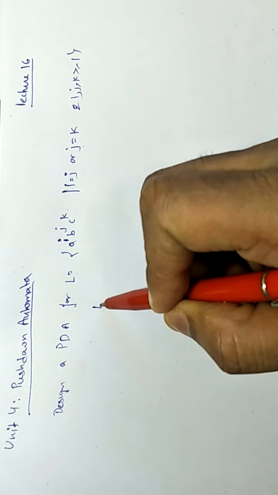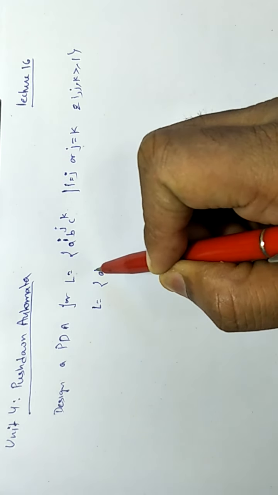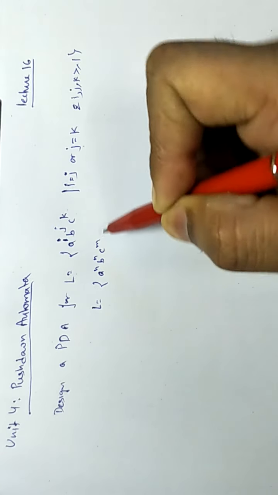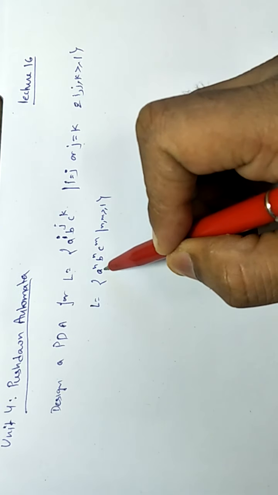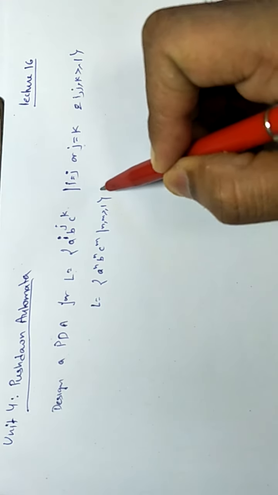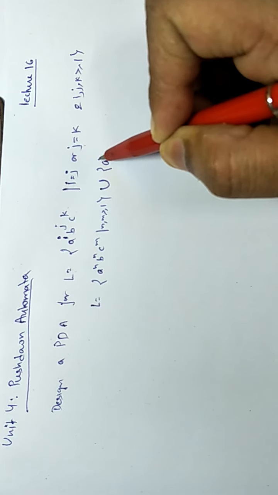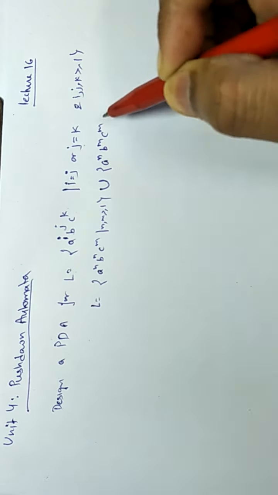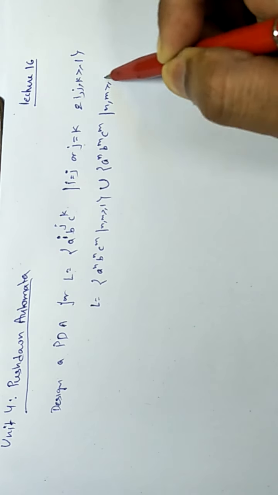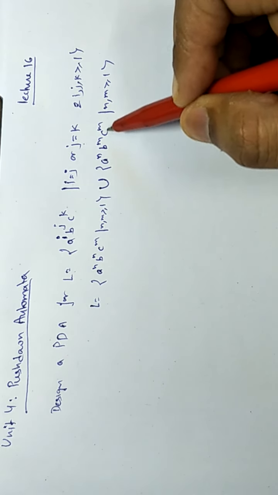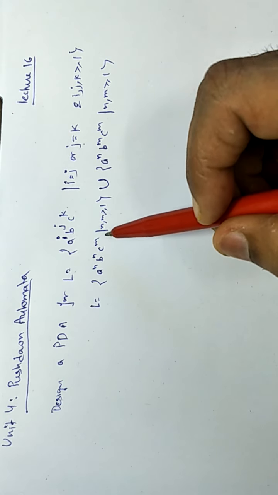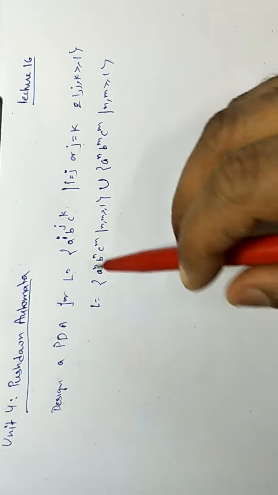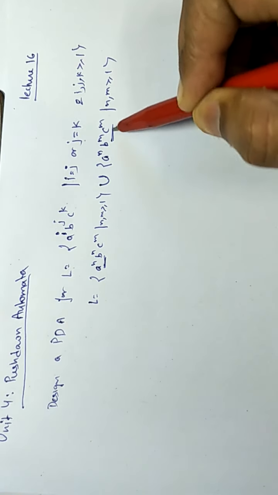So this language can be seen as {a^n b^n c^m | n, m ≥ 1}, where i equals j, which means I have to match a and b, union {a^n b^m c^m | n, m ≥ 1}, where j equals k, and we have to match b with c, and we don't care about a. A can be anything greater than or equal to 1. Here c can be anything greater than or equal to 1. We have to match a and b here, and here we have to match b and c.